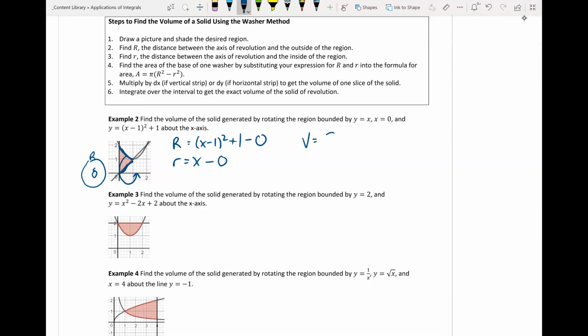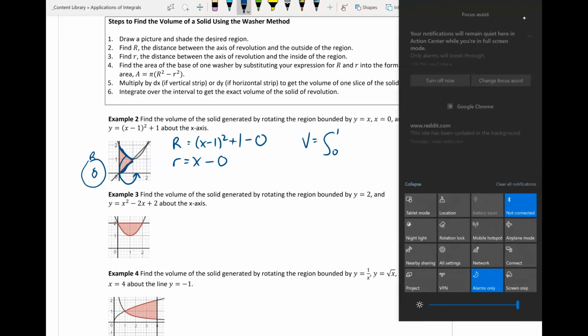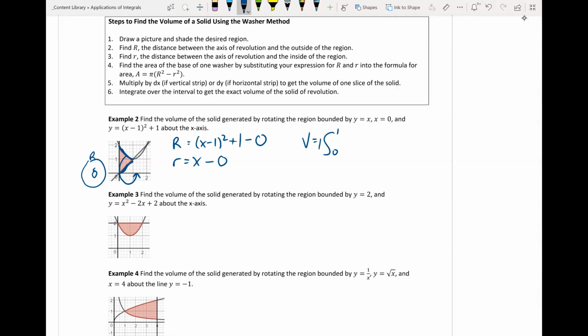So your volume then is, our bounds are from 0 to 1, and remember this is in terms of x. Then according to the formula, we multiply by pi, and it'll be the big R squared minus the little r squared, dx. We can put this into our graphing calculator to figure out the integral of this, which is going to be 4.817.